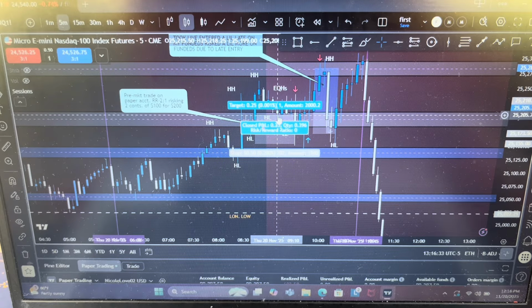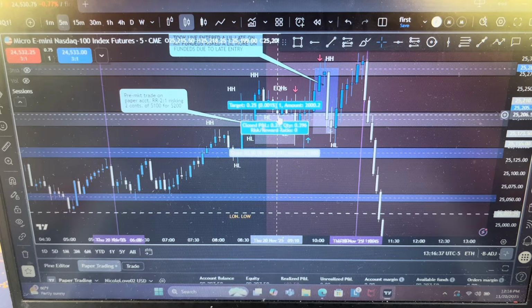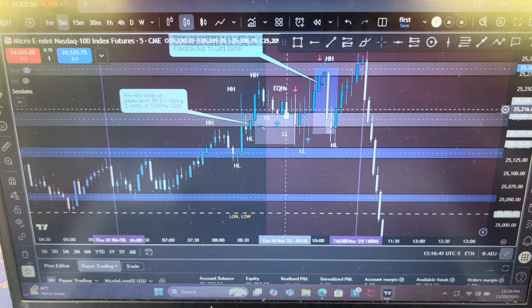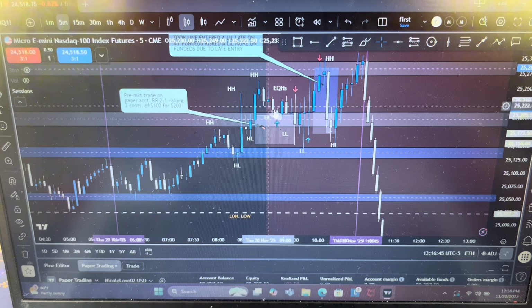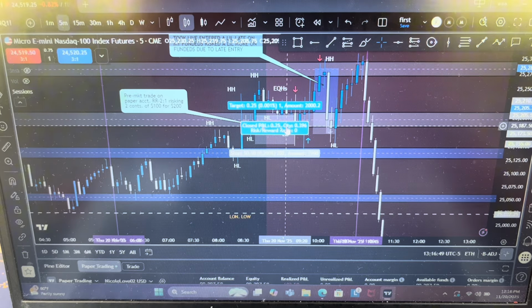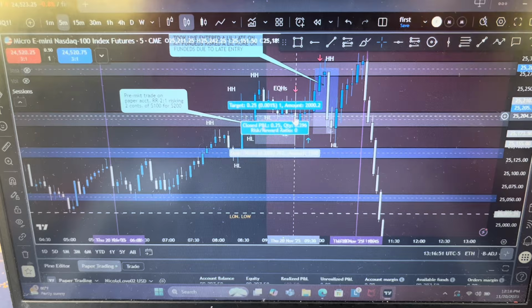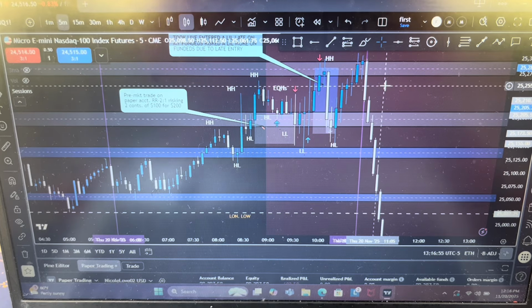I entered on, let me see, this looks like a little hammer, a smallish bearish candle right there. I entered. Price gave me that push. It consolidated for a little bit, and then that 9:30 market open shot me straight to my TP.